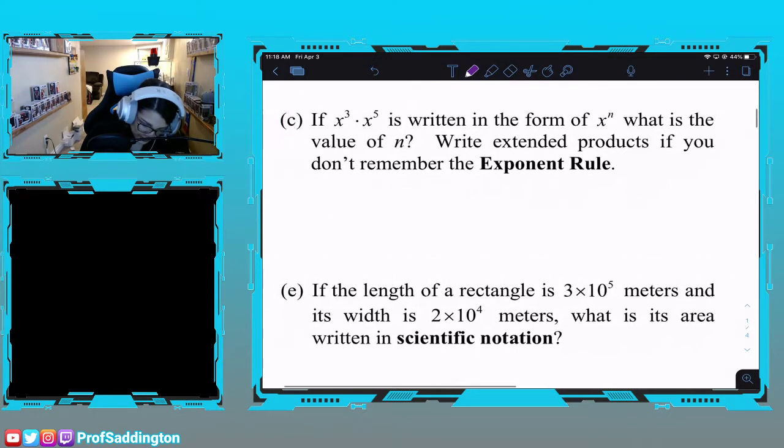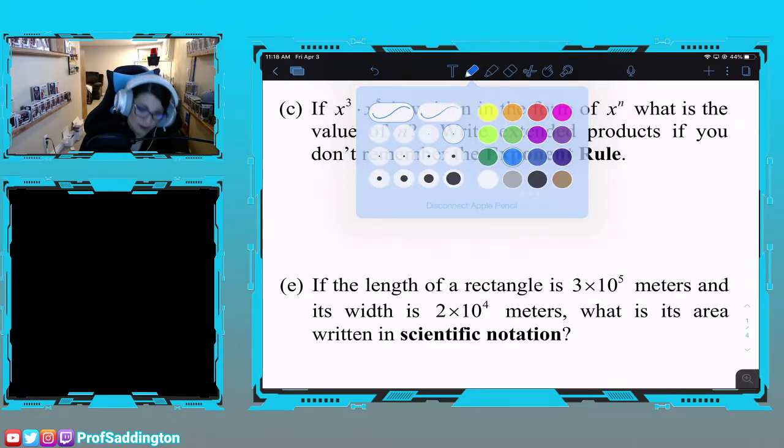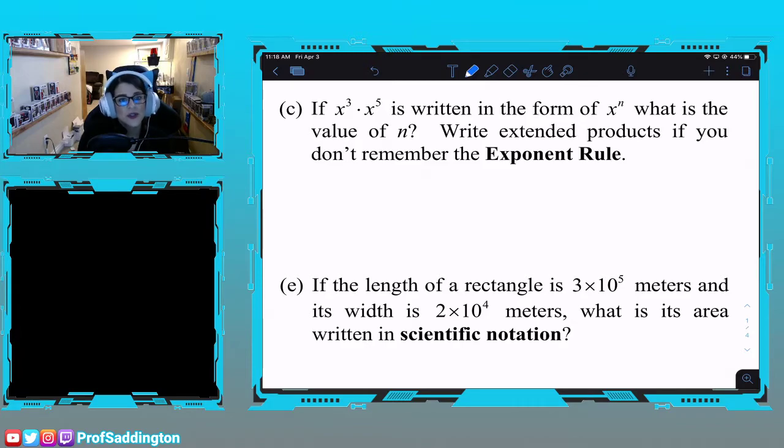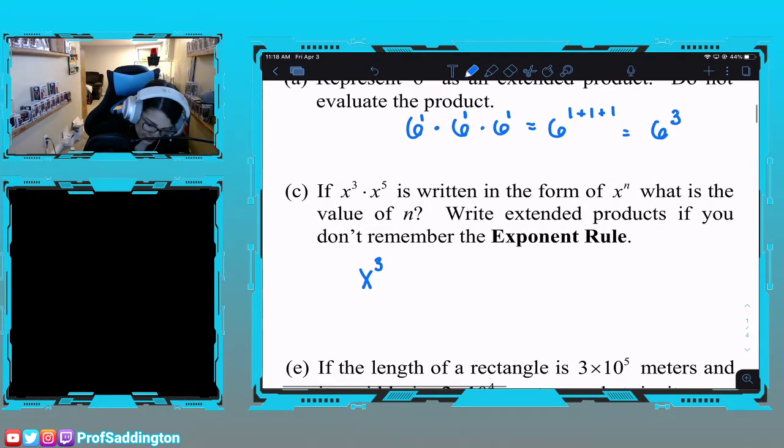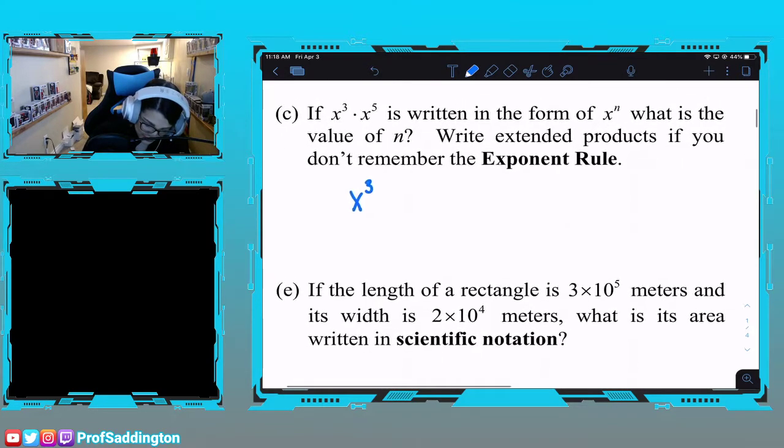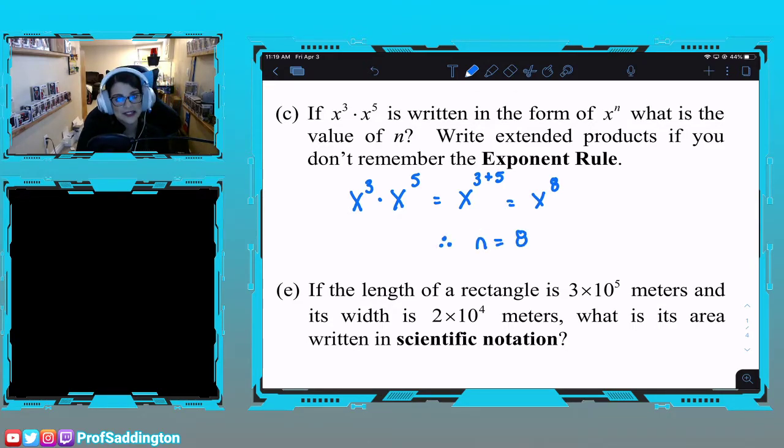So let's deal with a little bit more of an algebraic example now. If x cubed times x to the 5th is written in some form x to the n, so n being some exponent, what would that exponent be? So just like above in the previous example, when your base was the same, we added the exponents. So x cubed times x to the 5th is really x to the 3 plus 5, which would give us a value of 8. So therefore, the n value, the exponent value, is 8.